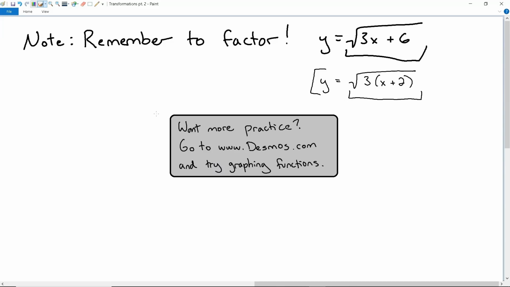All right, and if you would like more practice, feel free to go to www.desmos.com and try graphing some functions of your own. So you can plug in any of these parent functions and just kind of mess around with the a, b, c, and d values and see what happens.